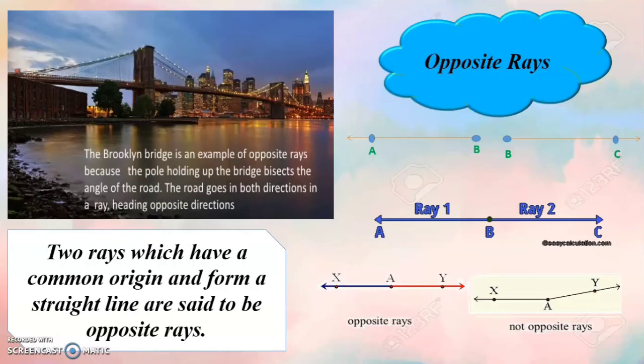But look at the other figure. Again we have ray AX and ray AY with a common origin or common point A. But it does not form a straight line. So, it is not called opposite rays.